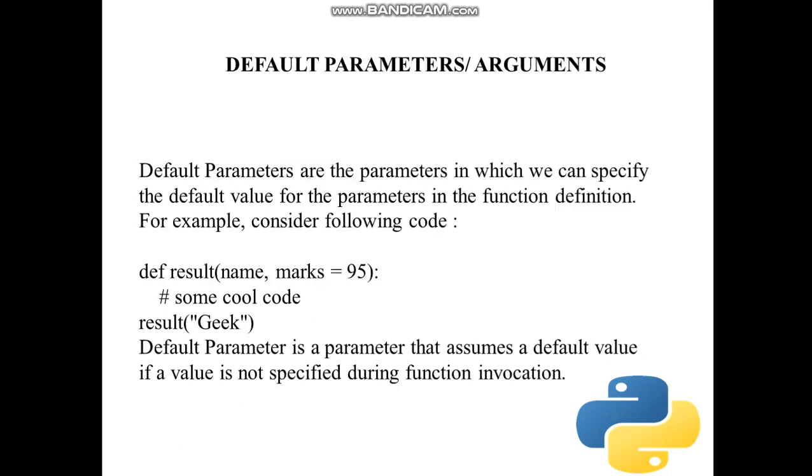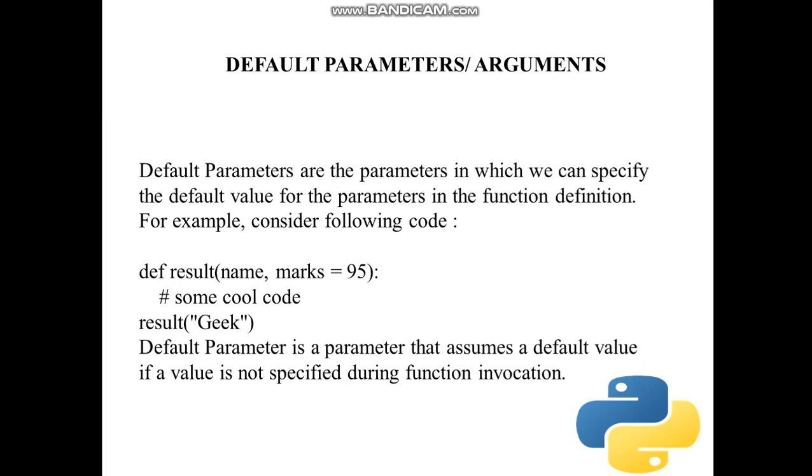Next is default parameter or argument. Now sometimes it happens that in the definition of the function itself you are giving some value to some parameter. So when you are calling the function and you don't give a value to a certain parameter, it will take the default value which you have given while declaring your function. Default parameters are the parameters in which we can specify the default value for the parameters in the function definition.